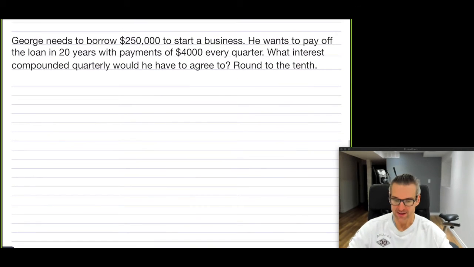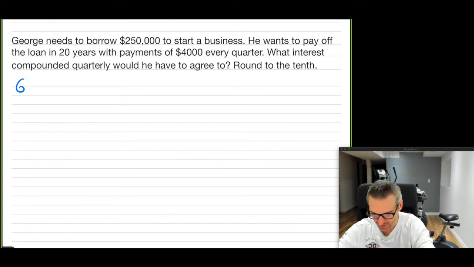All right, so in this example, it says George needs to borrow $250,000 to start a business. He wants to pay off the loan in 20 years with payments of $4,000 every quarter. So we're going to be paying off every quarter. What interest compounded quarterly? So notice the payments and compounding are aligning, they're quarterly. Would he have to agree to? So basically, what is the interest that he would have to agree to pay this entire thing off? It says round to the 10th. So we can do that as well.